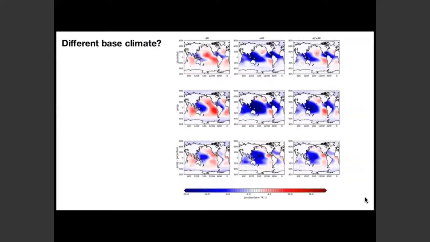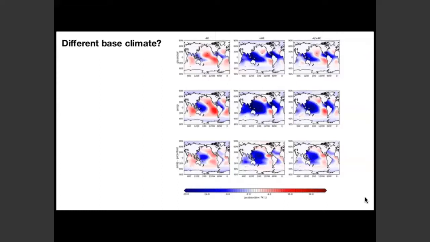Now we're just going to go into looking at each of those bullet points for the protocol, one by one, and trying to see if we can come to a conclusion about what we should do. So first, does it really matter if we choose PI control versus observations as our base climate? If it doesn't really matter between the two, maybe we could just choose obs because it's consistent between the models.